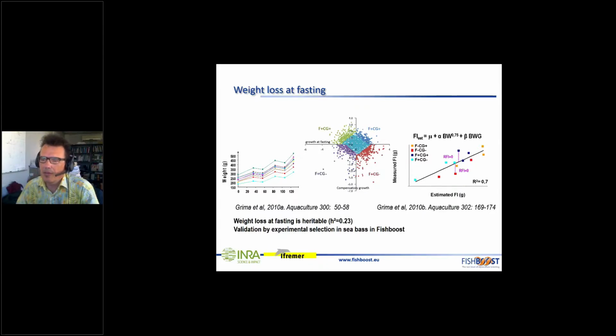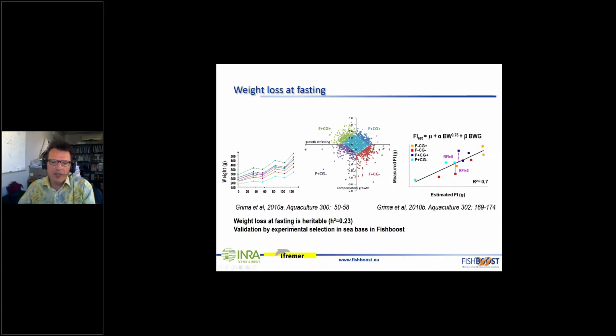weight gain was obtained. And if we look at the estimated feed intake based on body weight and body weight gain, and the measured feed intake, we see that all the fish that have orange or red dots, which are the F-, so F- is the fish that lose little weight when fasted, they have a negative residual feed intake, which means that for a given level of weight and growth, they eat less than the other fish. So they have a better feed efficiency.